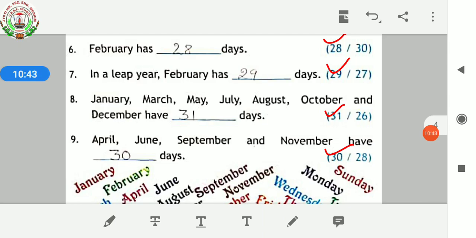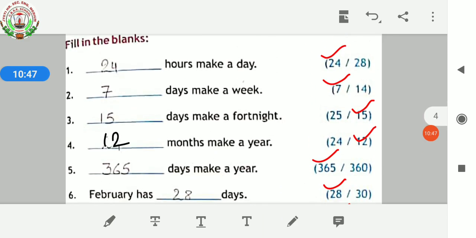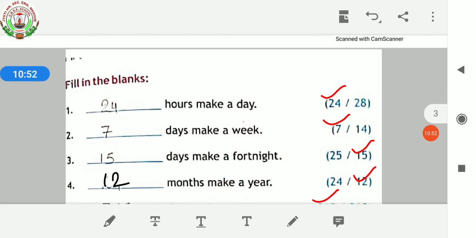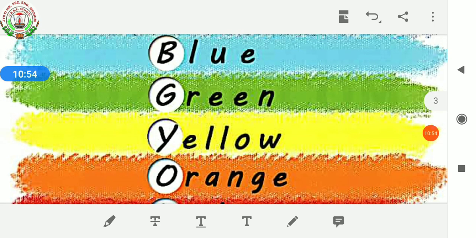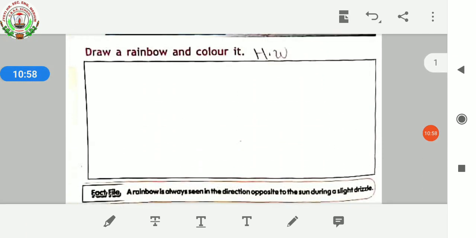So my dear children, you have to write these fill-ups and those colors name in your GK book and write it down very neatly and beautifully, and you have to draw that rainbow with 7 colors in this box, and this is for your homework, as you know.